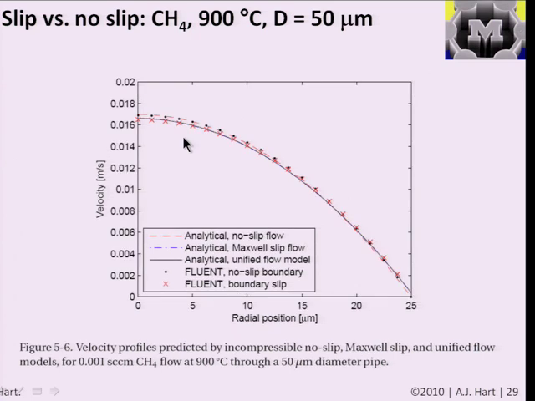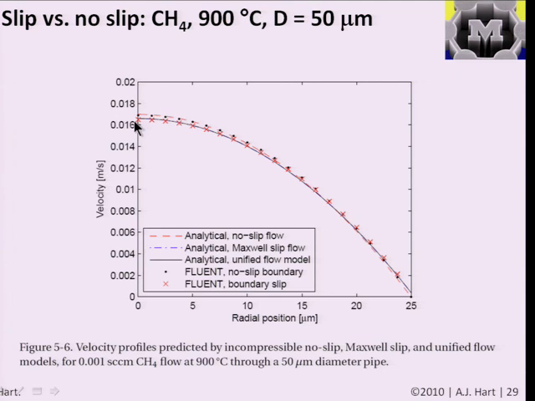And so now here's a case where I have the same conditions and the same flow rate, 0.001 SCCM, but I've increased the diameter of the pipe tenfold. And now I've gotten into a regime where the slip really isn't important. So the velocity profiles are almost identical in all the cases. There is a difference of, say, only a few percent. So this is a case where applying the no slip condition would have been almost entirely appropriate.